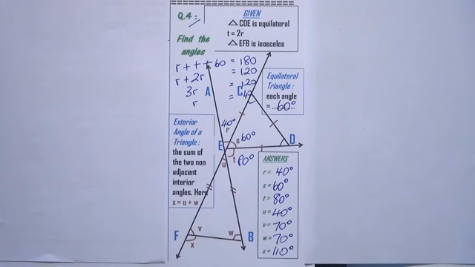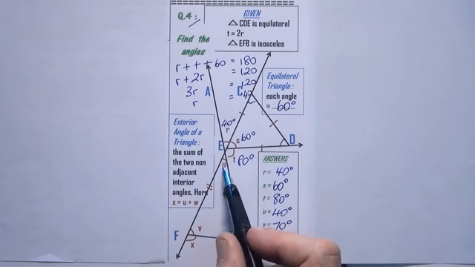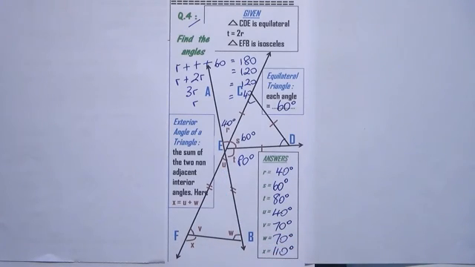Of course, we also know that another way. If V is 70, angles on a straight line tell us that X is 110. But it's a handy thing to know that this angle equals the two non-adjacent interior angles.